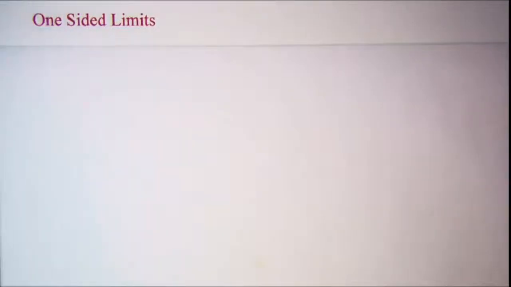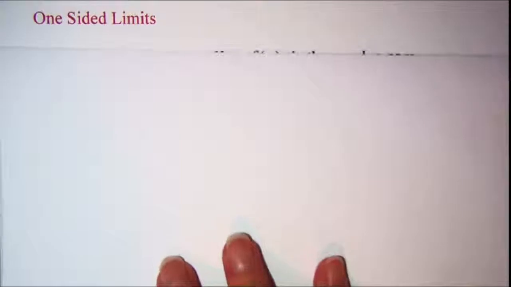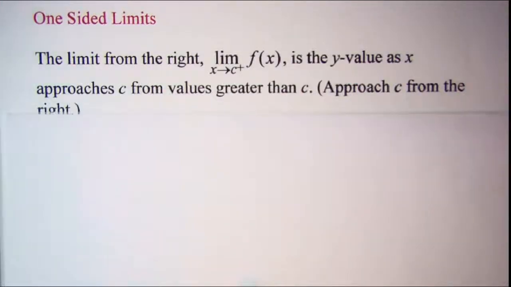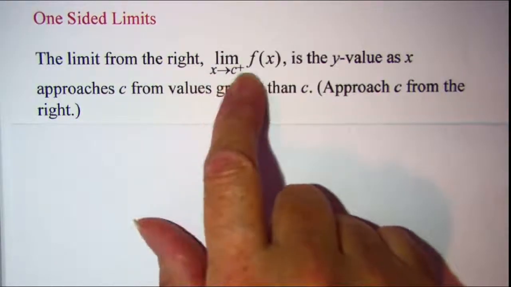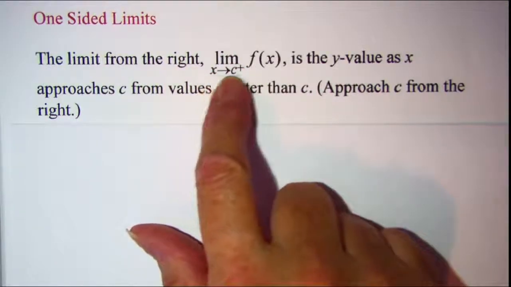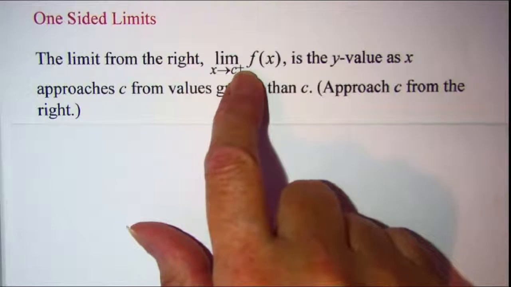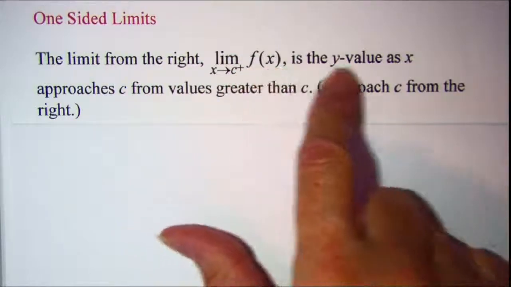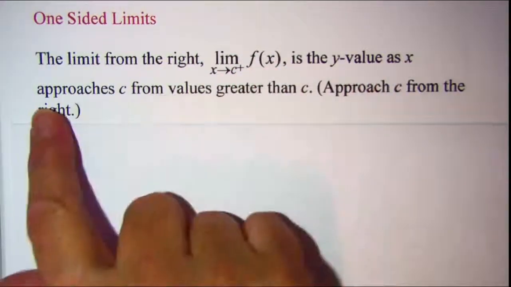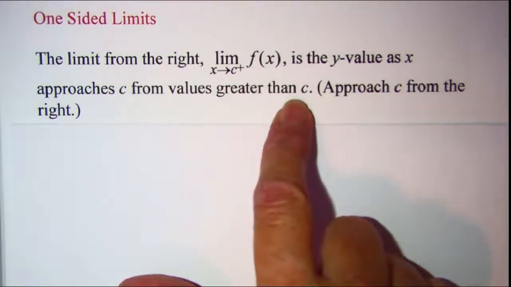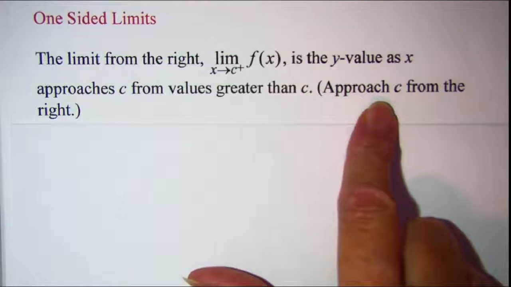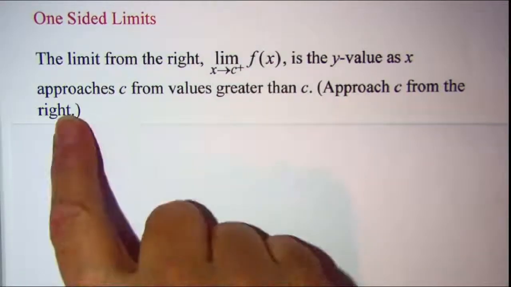In this video, we'll be looking at one-sided limits. First, let's look at the limit from the right. The limit from the right, shown this way, the limit as x approaches c from the positive side of f of x, is the y value as x approaches c from values greater than c. So in other words, we're going to approach c from the right side.